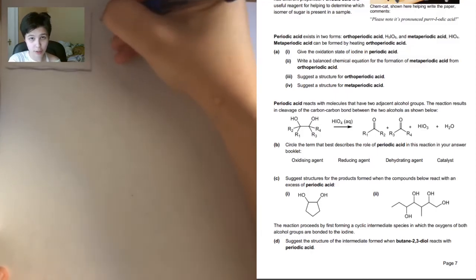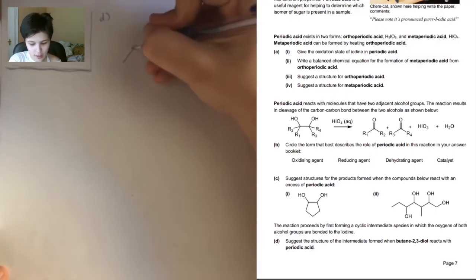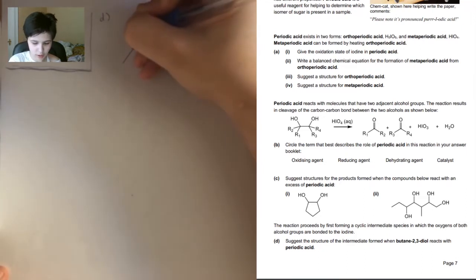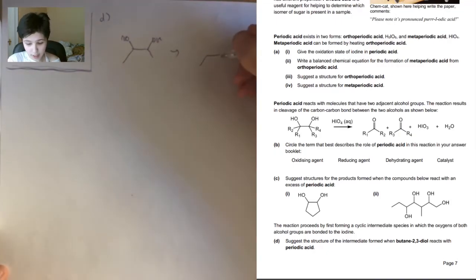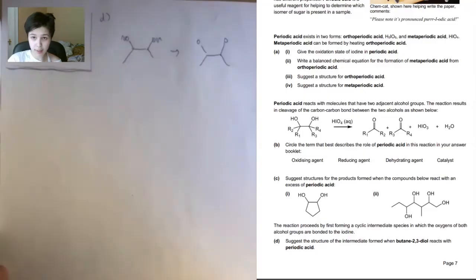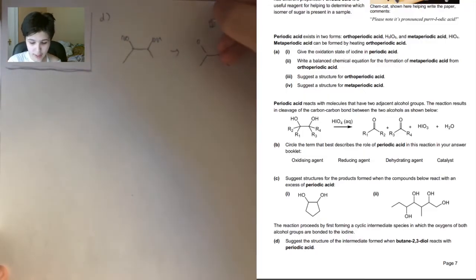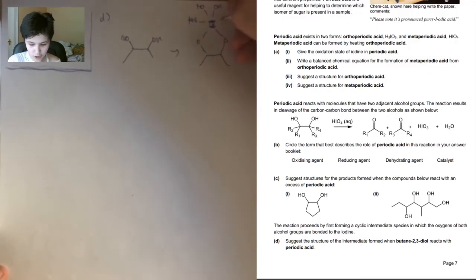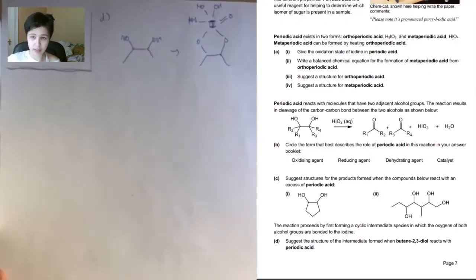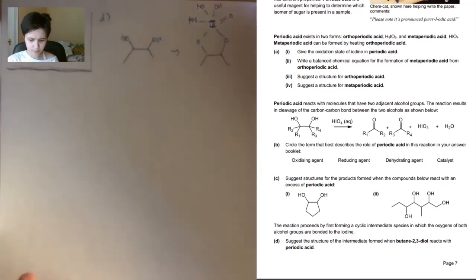For suggesting the structure of the intermediate for part D, butane-2,3-diol is just going to be OH, OH, and when it reacts with iodine, basically what I'm expecting is for the iodine to keep having its oxidation state of 7, so it's going to have the remainder of its OHs from the ortho state, H and double bond O, because if the other ones were double bonded, if it was in its meta state basically, then it couldn't have 2 different single bonds to an O.